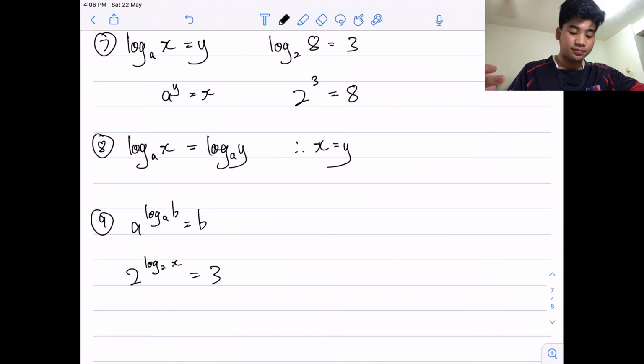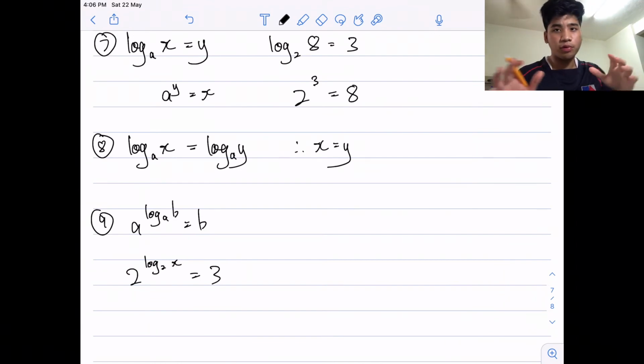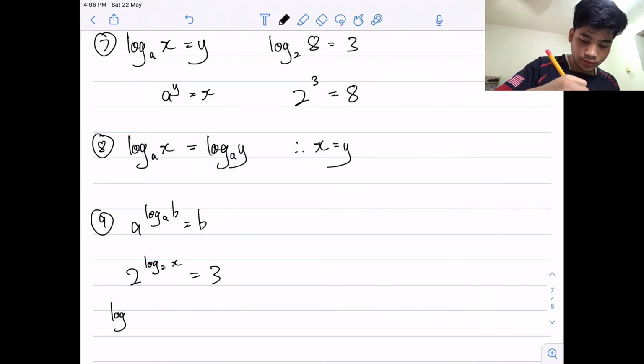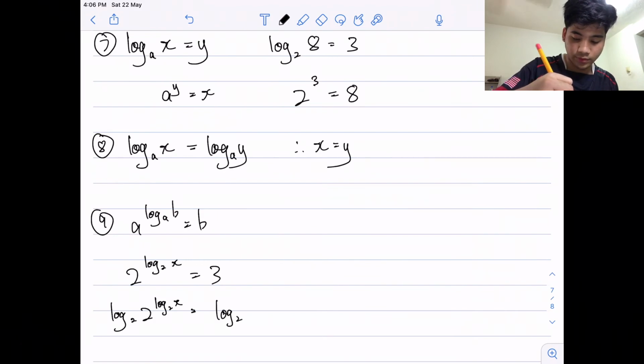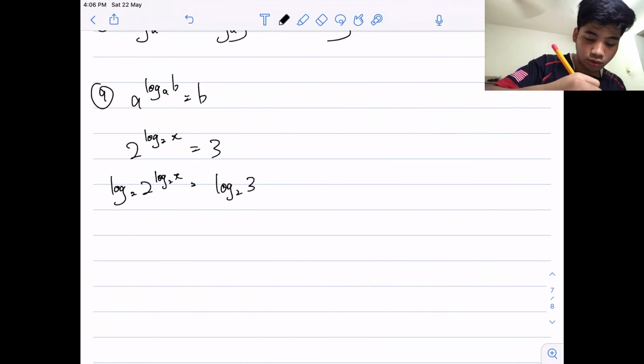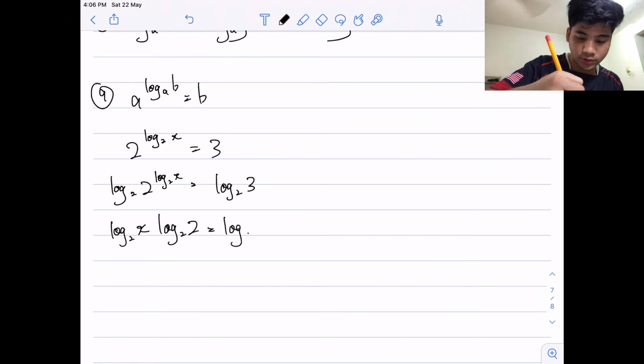So in this case, if you want to pull indices down, you would have to actually log the whole equation. So let's first do log of 2 to the power of log 2 x equals log 2, 3. Since we already learned the law initially, it will become log 2 x times log 2 equals log 3, right?